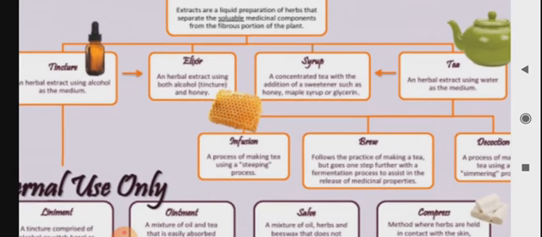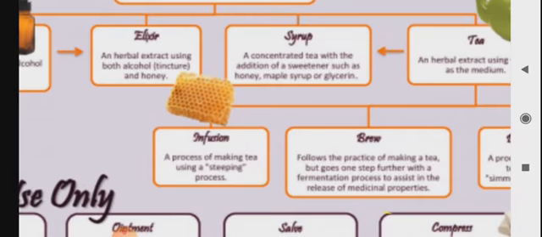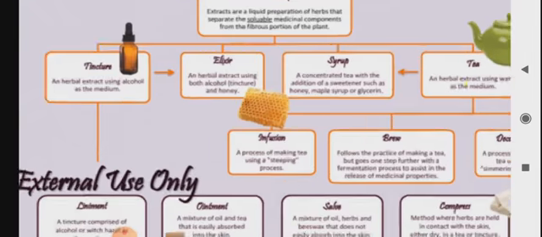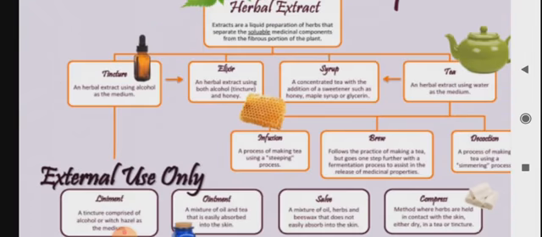Syrup, a concentrated tea with the addition of sweeteners such as honey, maple syrup, or glycerin. Tea, herbal extracts using water as the medium. Infusion, a process of making tea using a steeping process. Brew, decoction.